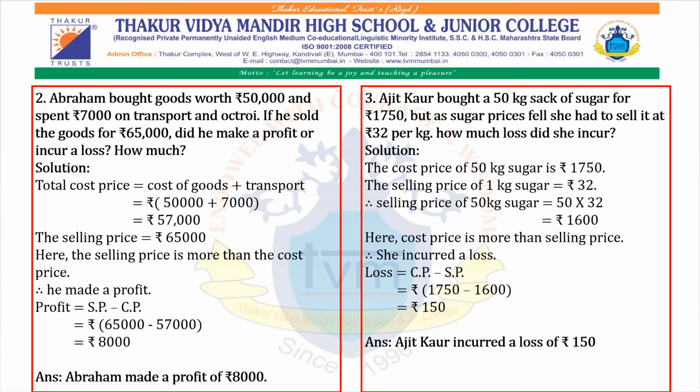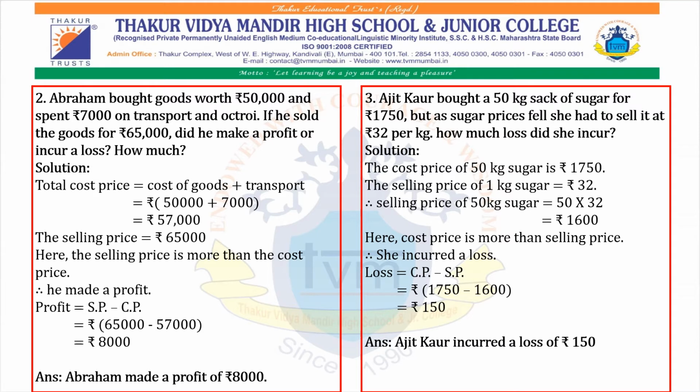Question 3. Ajit Kaur bought a 50 kg sack of sugar for rupees 1750, but as sugar prices fell, she had to sell it at rupees 32 per kg. How much loss did she incur? So the solution is the cost price of 50 kg sugar is rupees 1750. The selling price of 1 kg sugar is equal to rupees 32. Therefore, selling price of 50 kg sugar is equal to 50 into 32, that is equal to 1600.